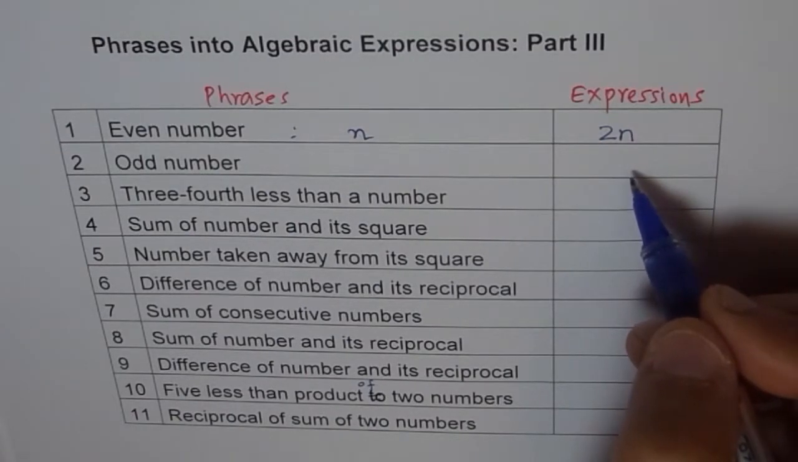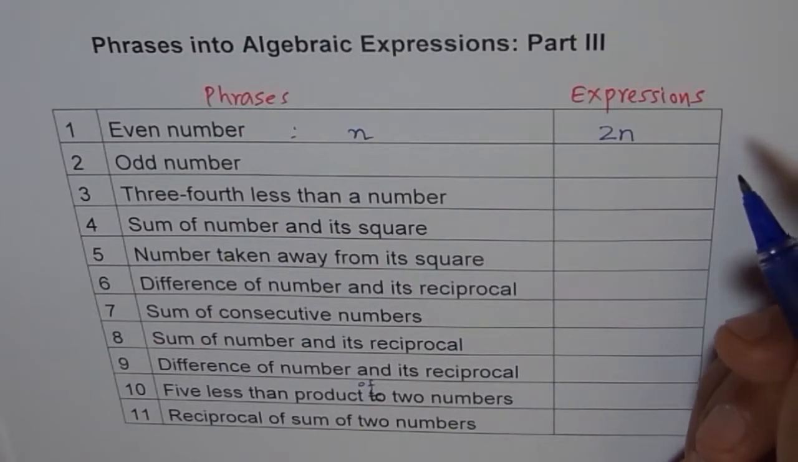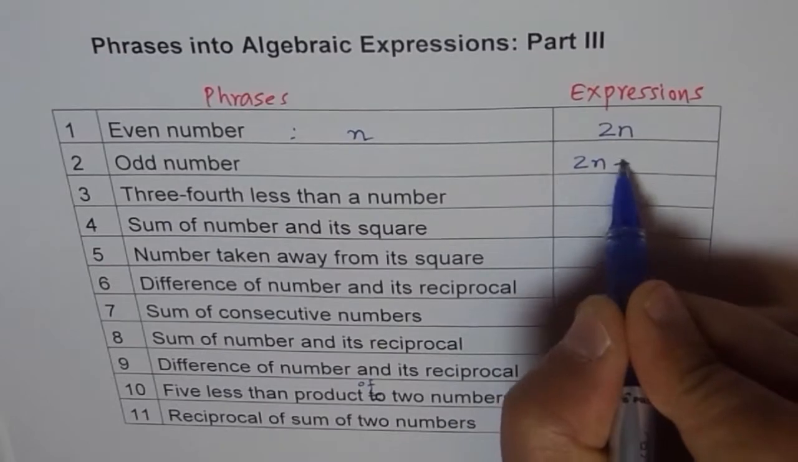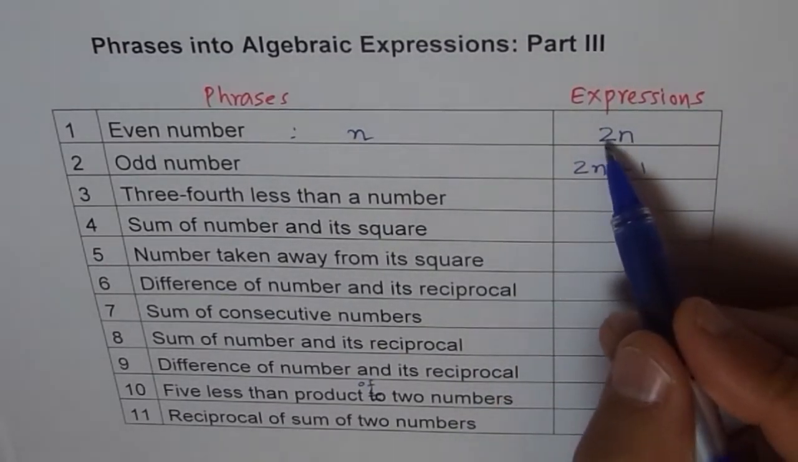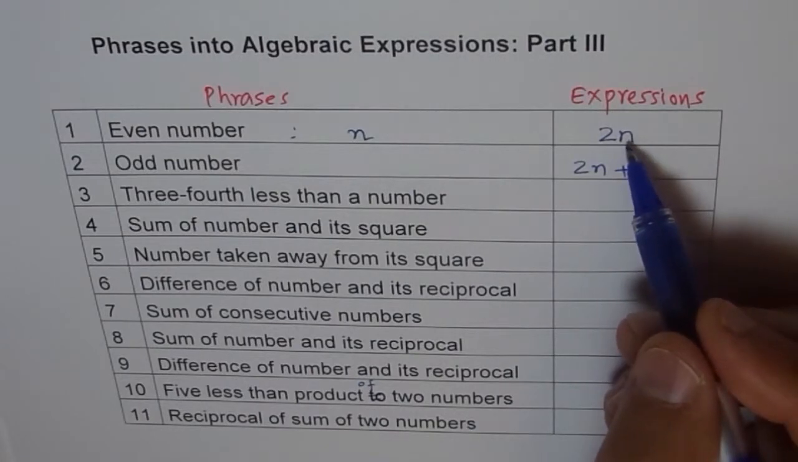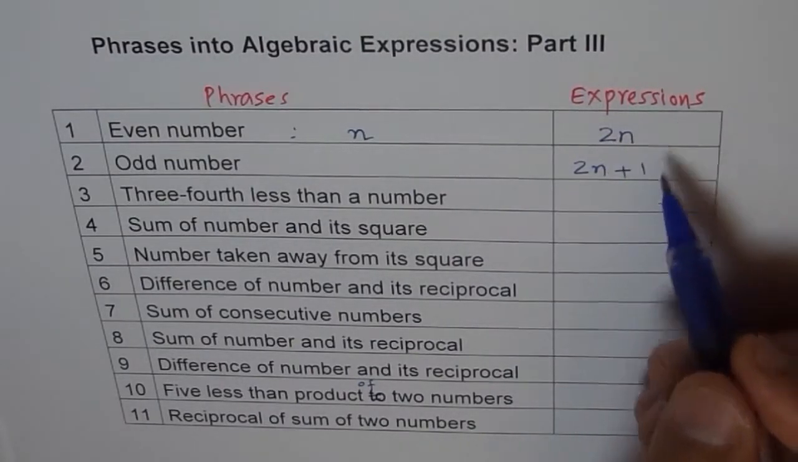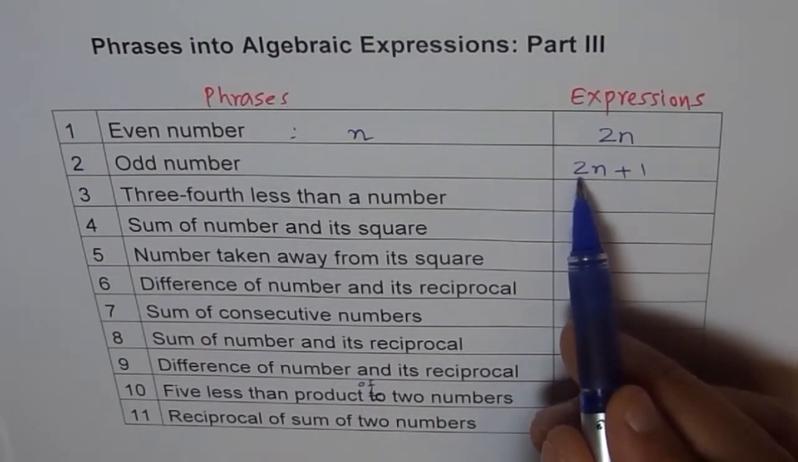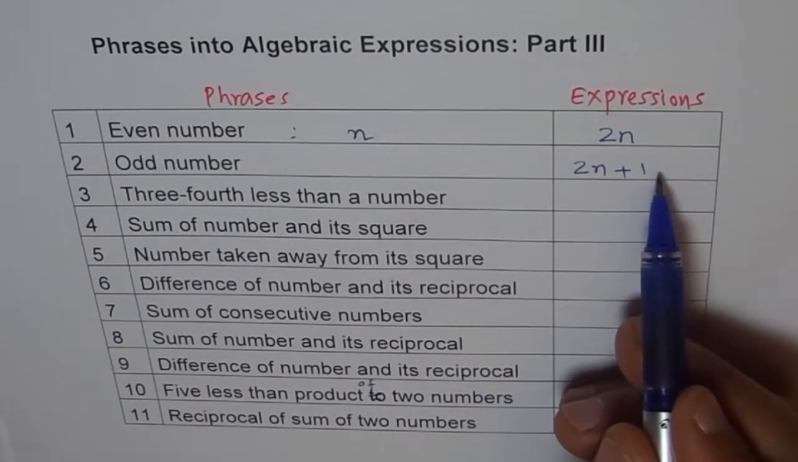So what will be the odd number? Odd number is 1 more than even number or 1 less than, right? It's always better to use more than. 2n plus 1 is odd number. Let's say n is 1, then 1 times 2 is 2, even. If n is 2, 2 times 2 is 4, even. 3 times 2 is 6, even. Now let's try here. 1 times 2 plus 1. 2 plus 1 is 3. 3 is odd, right?